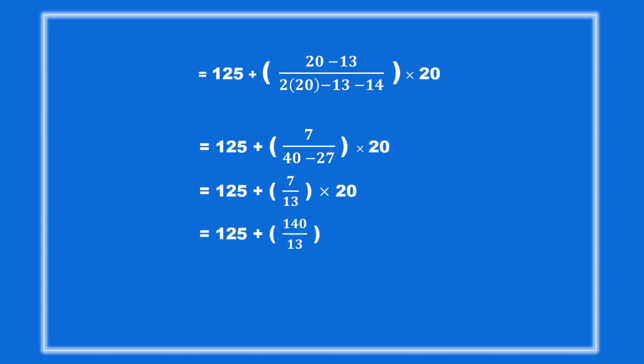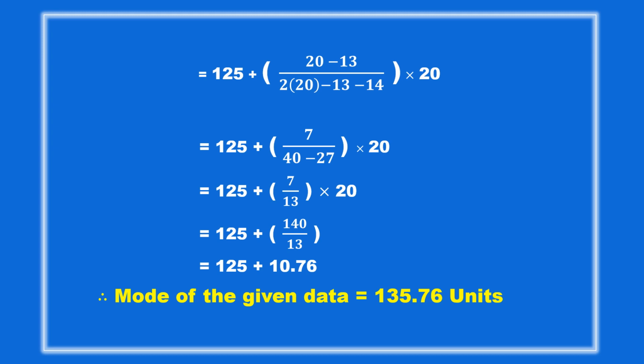Okay, so 125 plus 140 by 13, as it is an improper fraction, it will always be greater than 1. The fraction's value is always greater than 1. So your value will be in this way. So 125 plus 10.76. Okay, now add these two. 125 plus 10 is 135. So 135.76 units. So this is your mode.